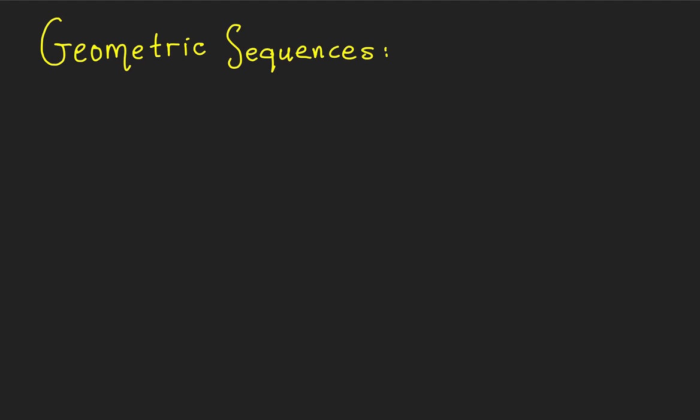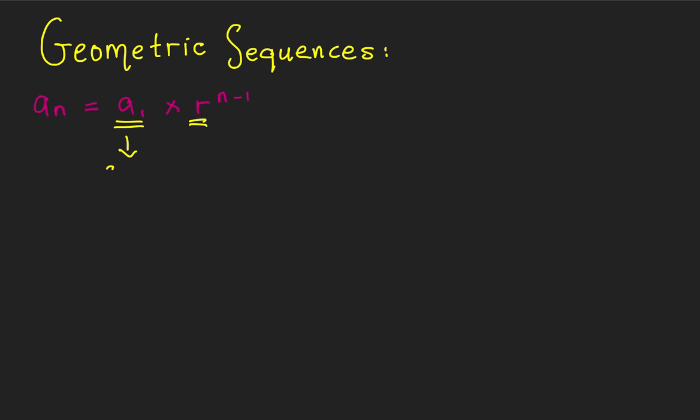Let's continue our sequence chapter with our third sequence pattern, geometric sequences. Now, a geometric sequence is a sequence in which the ratio of any term to its previous term is constant. So the explicit formula here for a geometric sequence is this. The nth term is equal to the first term multiplied by the common ratio to the power of n minus 1.